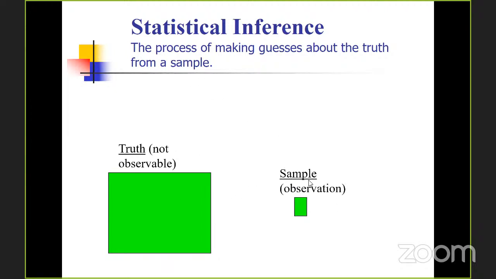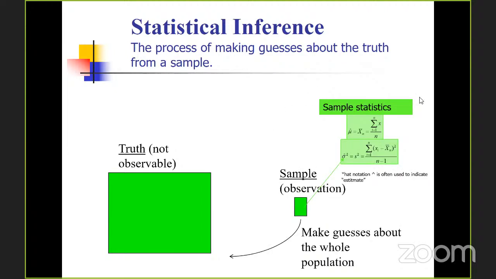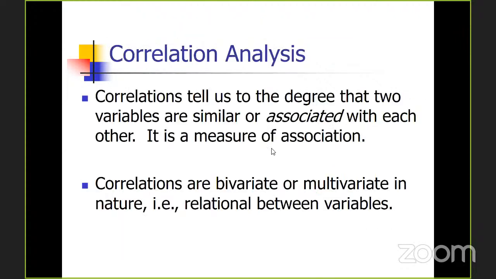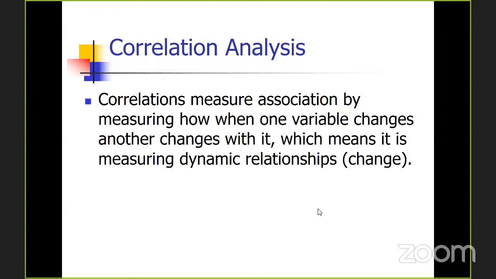So based on that, you can take statistics to say, what can we know about a population from the sample that we have? There are a number of statistics that can measure that. The only one we focus on in this class this semester was correlation, which tells how two variables are associated. And you can do that with two variables or multiple variables. Basically, correlations measure how one variable changes with another in terms of a linear relationship.